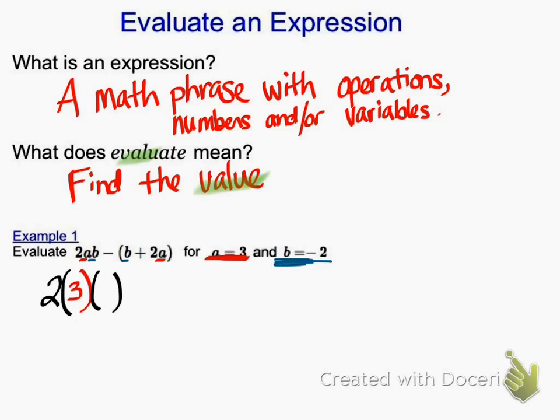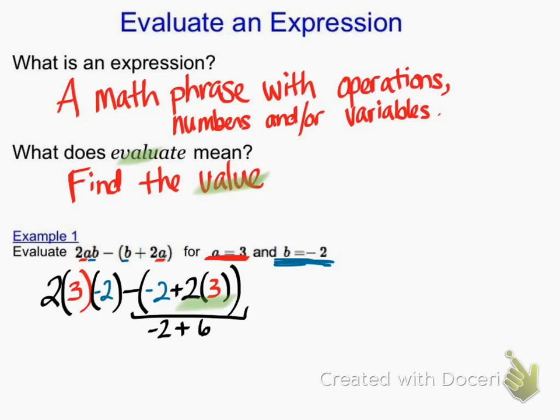So we still have the 2. And in parentheses, I recommend putting your numbers in parentheses when you're plugging them in to evaluate. So we'll have 2 parentheses 3 parentheses b. So we'll put negative 2 in, minus, and then of course the parentheses in the problem, b, so negative 2, plus 2 times a. So again, when I'm multiplying, I'm going to use parentheses, 2 parentheses 3, and then I'll close all those parentheses. So I've resubstituted in the values.